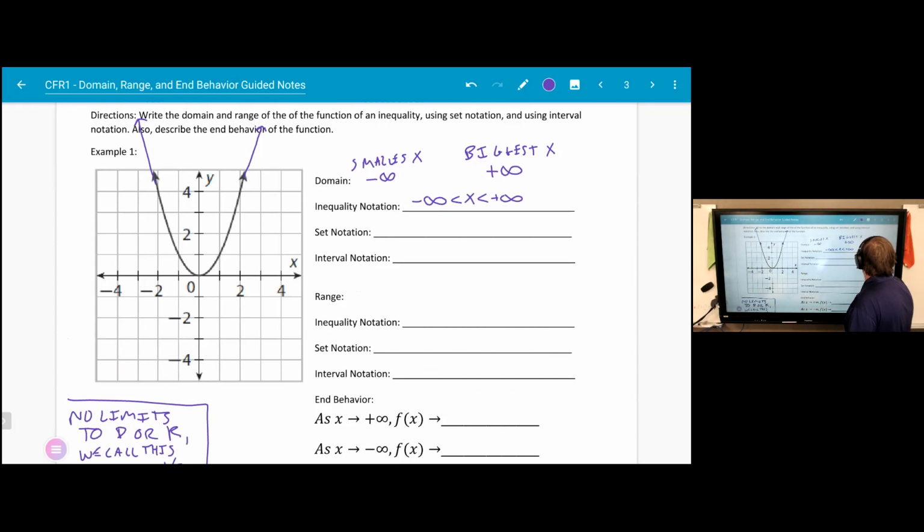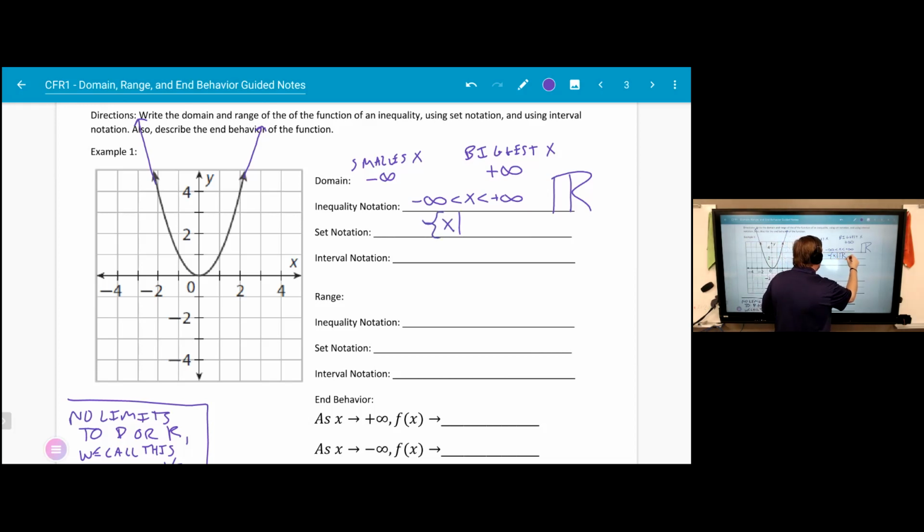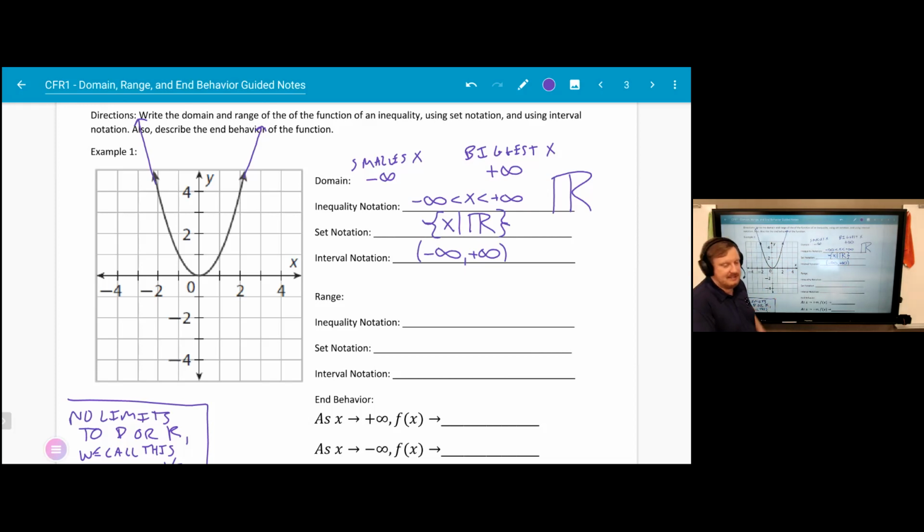This could also be known as all real numbers. And that makes it a lot nicer to write this stuff out, right? For the inequality and set notation, you can use that. X such that X contains all real numbers. And then interval notation, you still need to write it out as the smallest is negative infinity, the biggest is positive infinity. You don't know what the values are. So now we put parentheses on. Now, oh, forgot a T, smallest X.